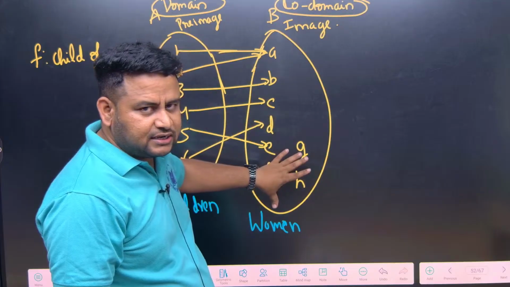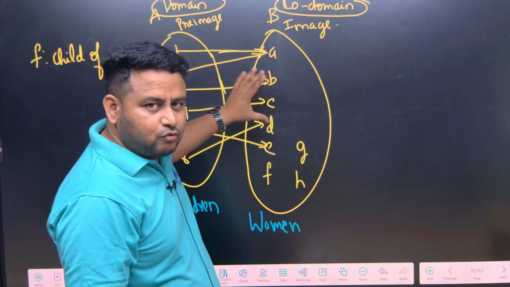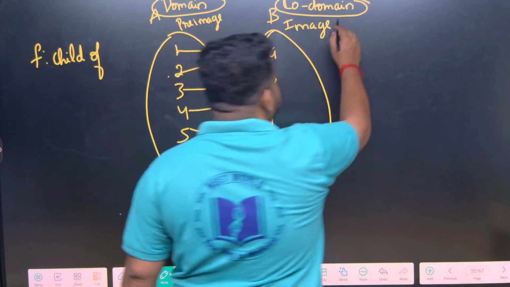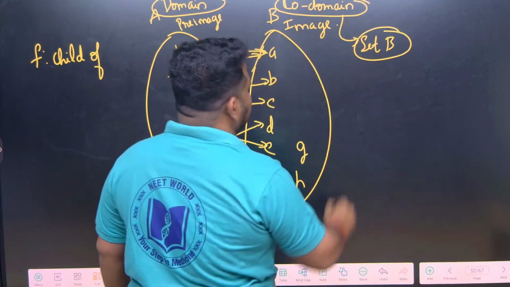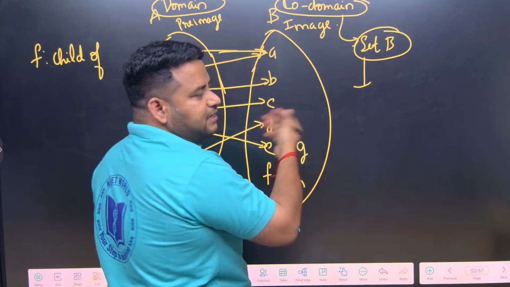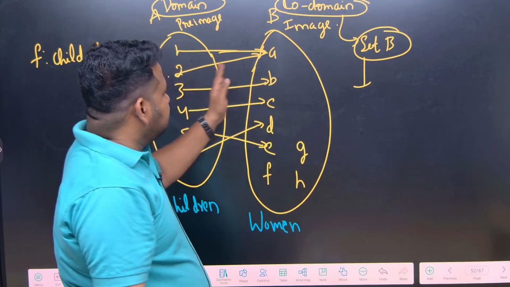Some elements are not connected. Only the connected elements. See, codomain is having set B. Complete set B is called as what? Codomain. Out of this set B, what are the elements which are completely connected to set A?